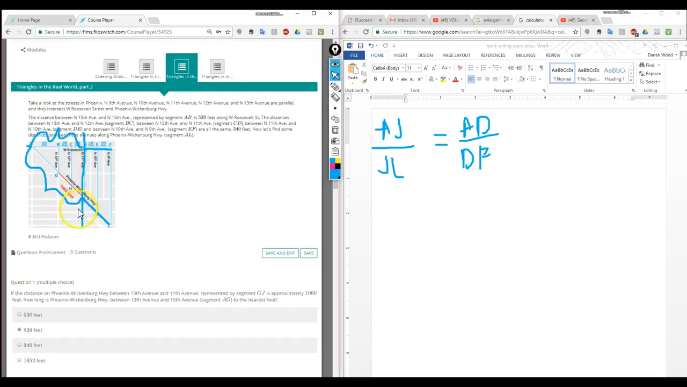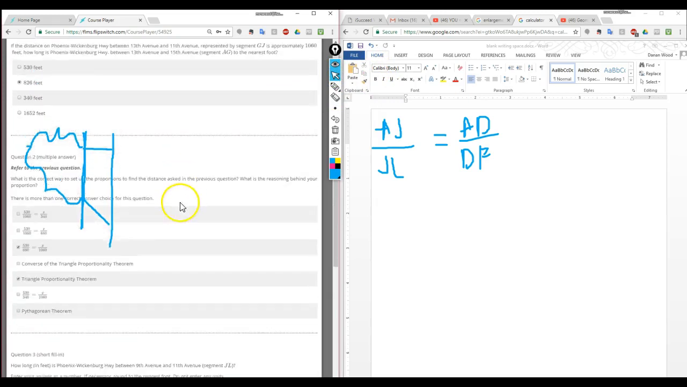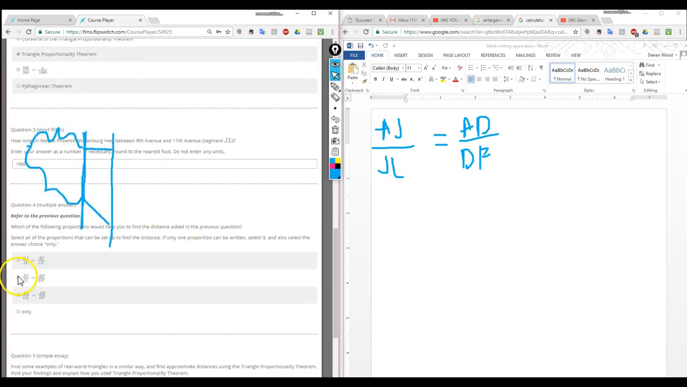because they both are cutting off. AD and AJ both end at the line that's parallel to FL. So that one would work.